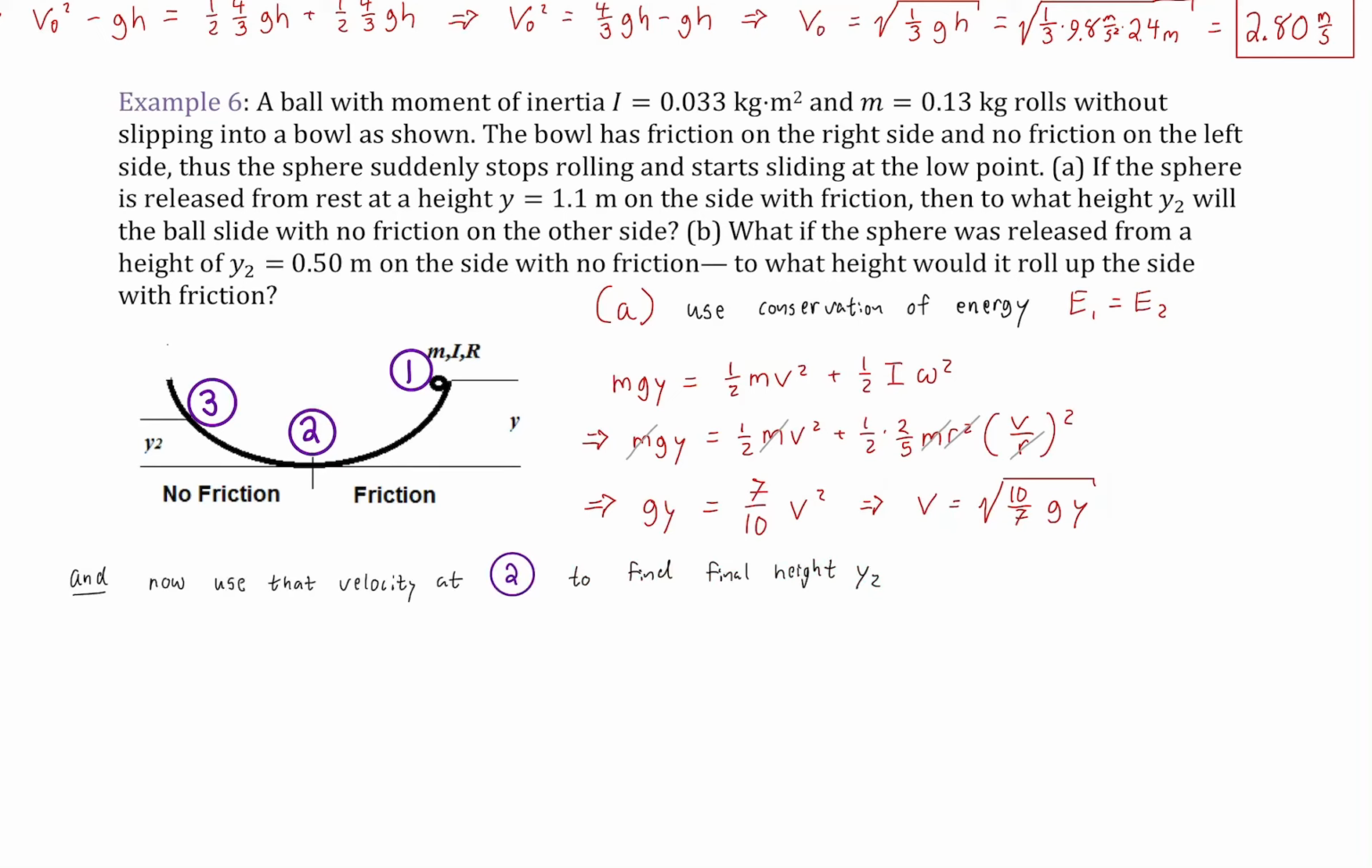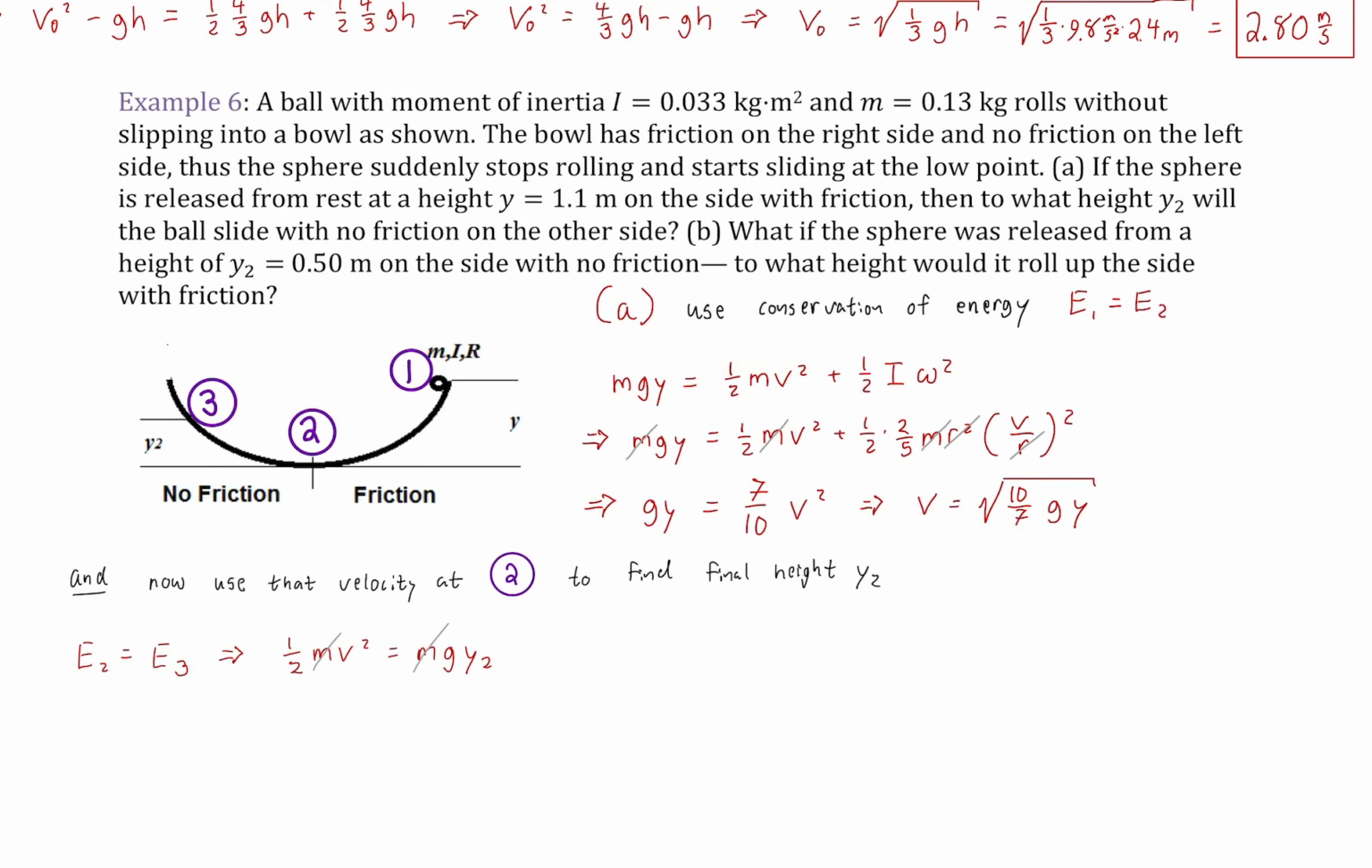Okay, now we want to use that velocity at 2 to find the final height. So we're going to use conservation of energy between 2 and 3. So here's the idea. Now at 2, remember we had a certain velocity, and at 2 before, we had a combination of translational kinetic energy and rotational kinetic energy.